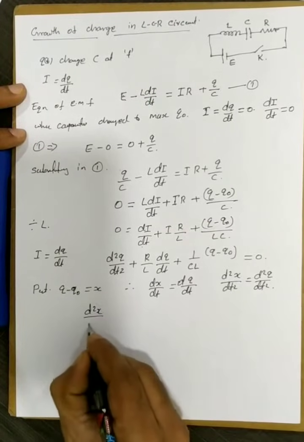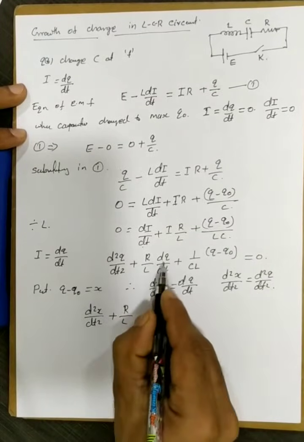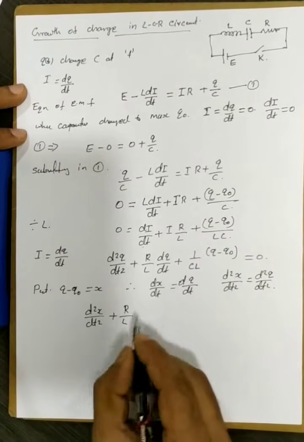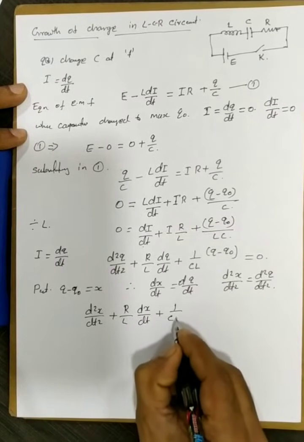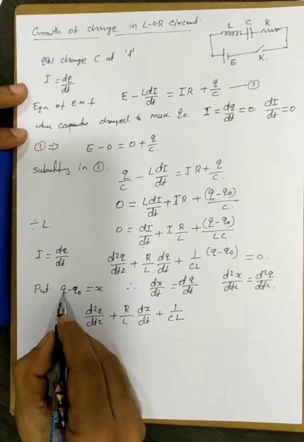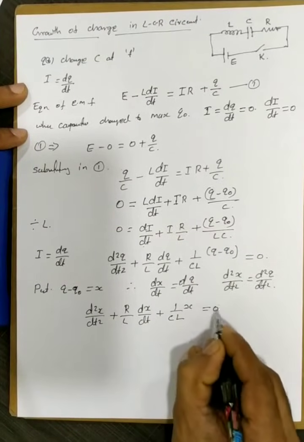d square x by dt square plus R by L, dq by dt is dx by dt, so R by L dx by dt, plus 1 by CL times Q minus Q0. Q minus Q0 is X, so times X equal to 0.